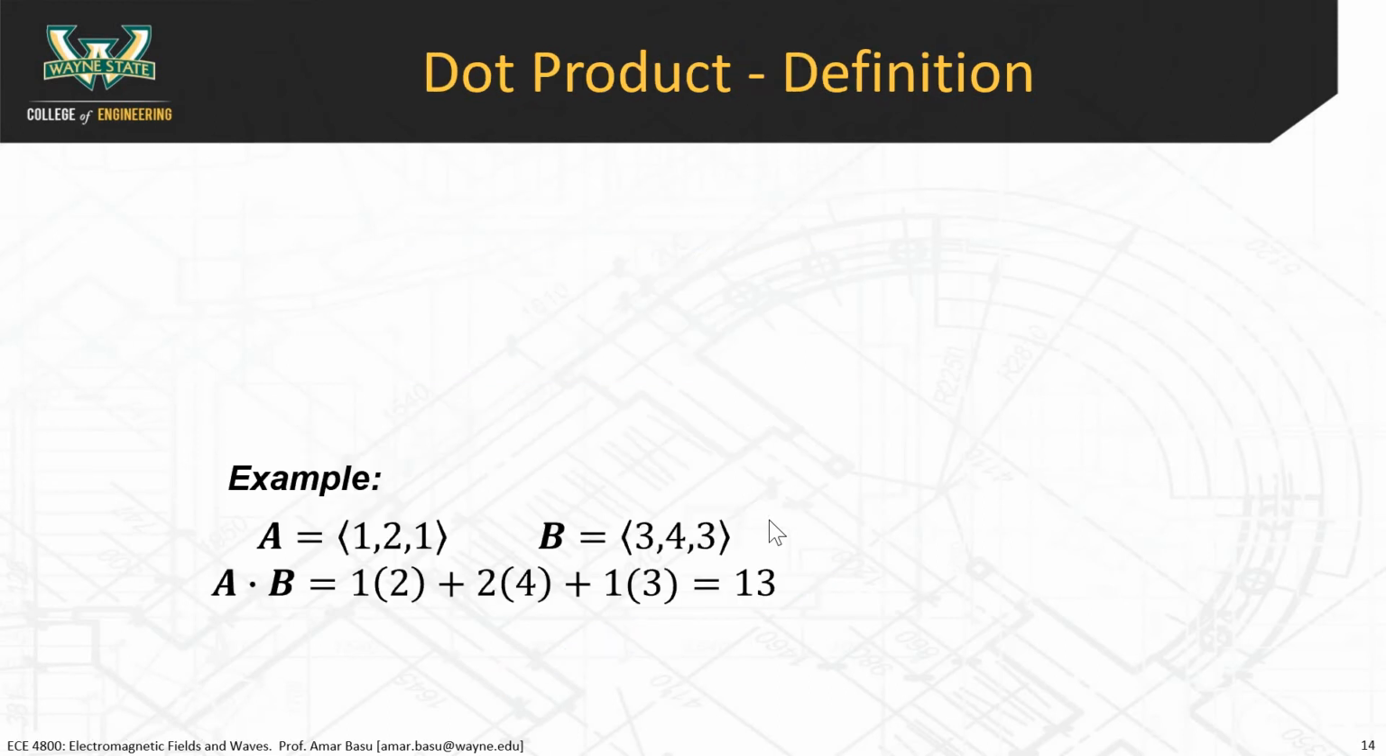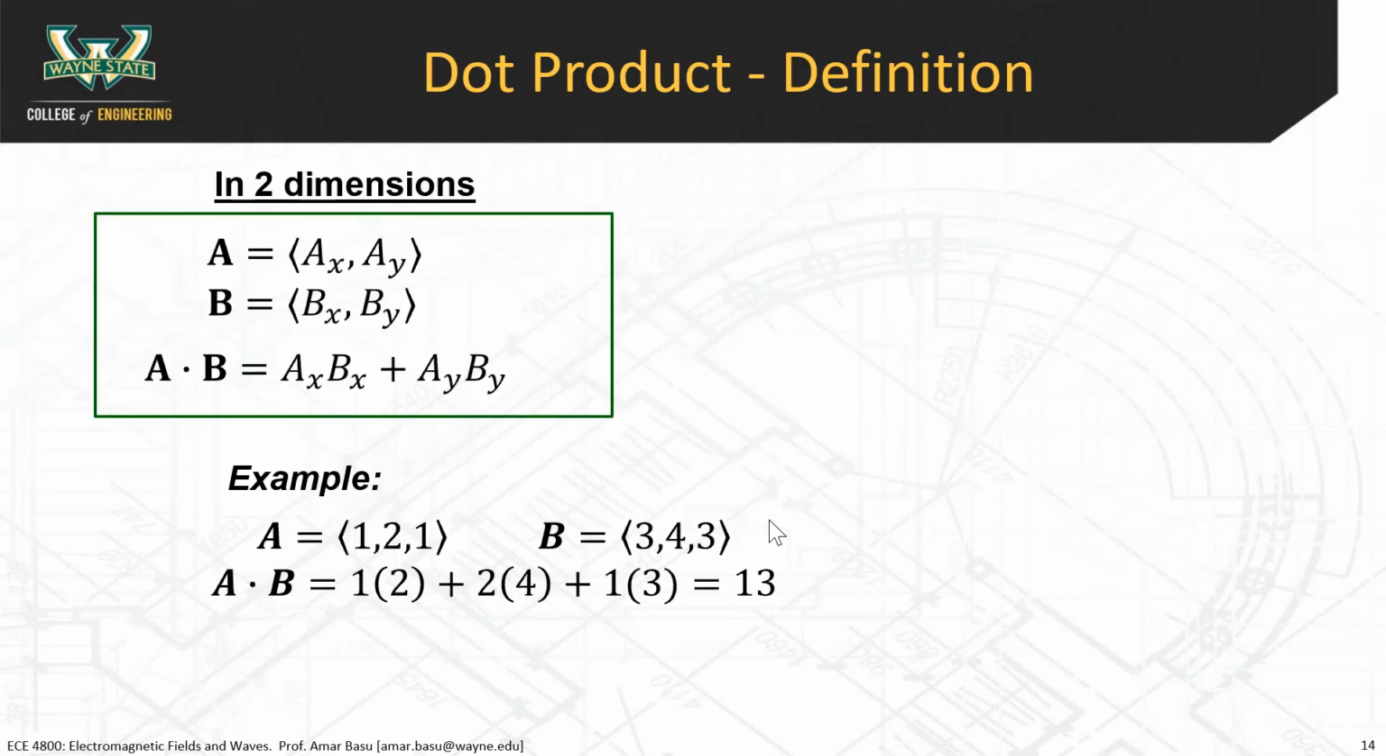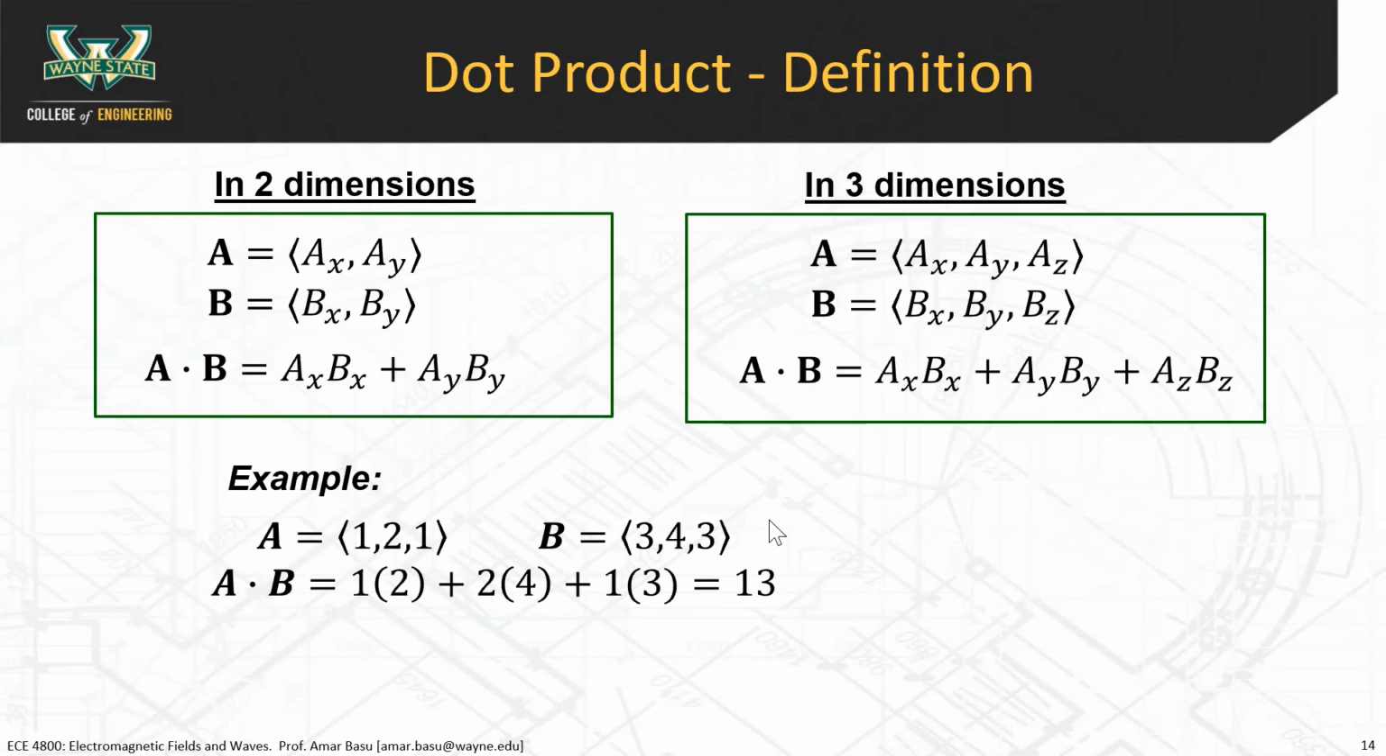Okay, so now we go on to the dot product. The dot product can be defined in 2 dimensions, 3 dimensions, 4 dimensions, and so on. The reason dot products are important is because of something called projections, and that's what we'll go over on the next slide. Let's first talk about what the definition of the dot product is.